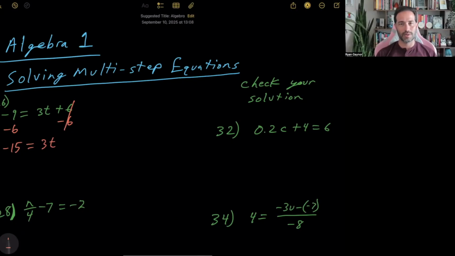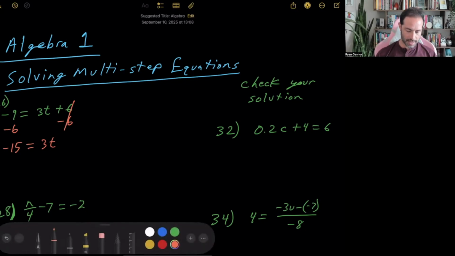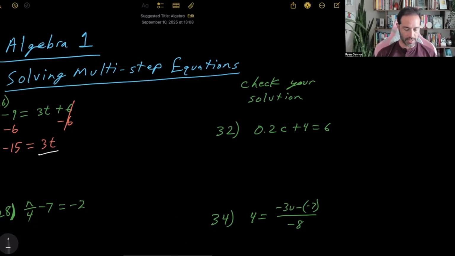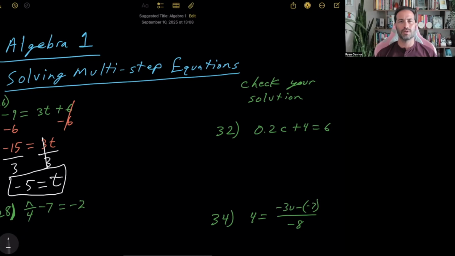So again, what's happening to the variable? It's being multiplied by 3. How do we get rid of it? We do the opposite. So the opposite of multiplication is division. So divide by 3. Divide by 3. Remember, we got to balance both sides. 3 divided by 3 is 1. Negative 15 divided by 3, well, a negative divided by a positive is a negative. So we get negative 5 equals t. Okay. That was our first multi-step equation.